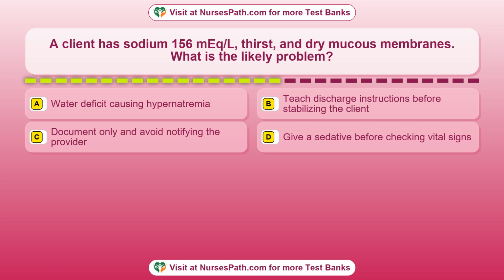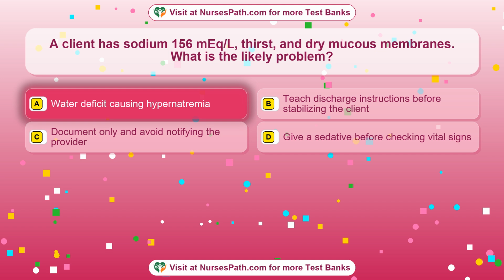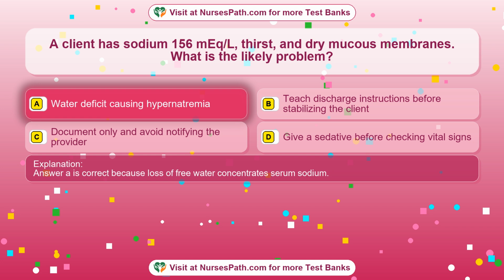Option A. Water deficit causing hypernatremia. Option B. Teach discharge instructions before stabilizing the client. Option C. Document only and avoid notifying the provider. Option D. Give a sedative before checking vital signs. The correct answer is option A. Water deficit causing hypernatremia. Answer A is correct because loss of free water concentrates serum sodium.